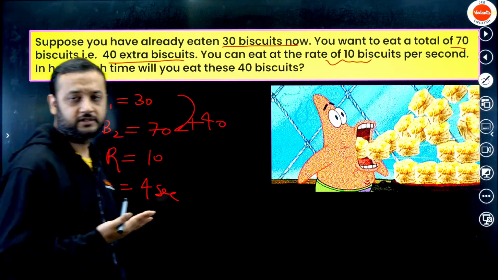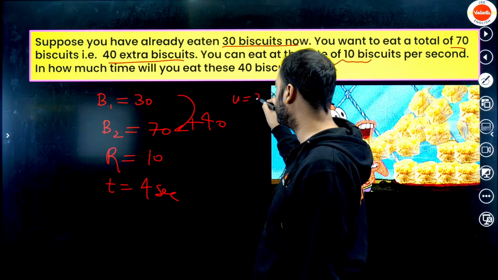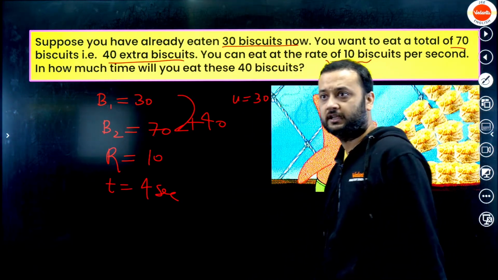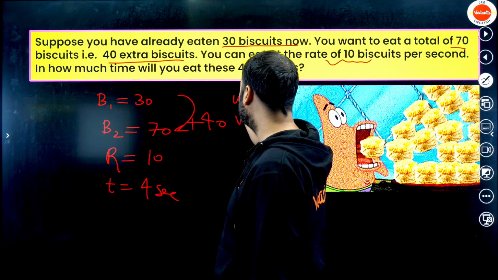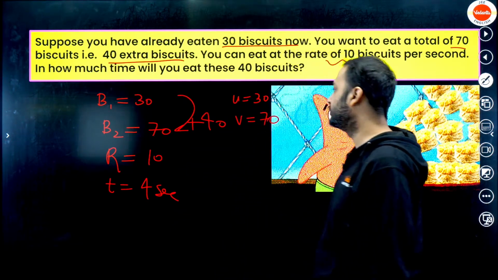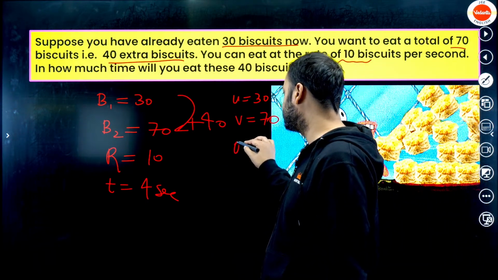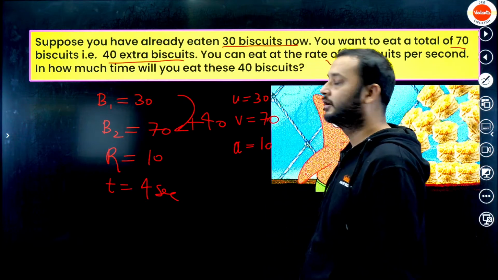Now relate this with velocity. Suppose somebody was moving with an initial velocity of 30. Now you want the final velocity to become 70. And let us say acceleration is 10.